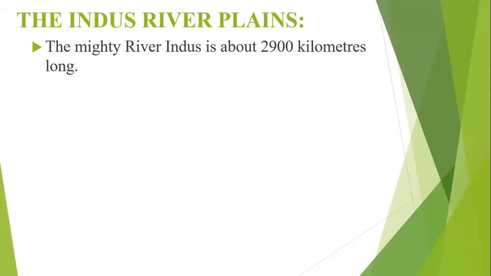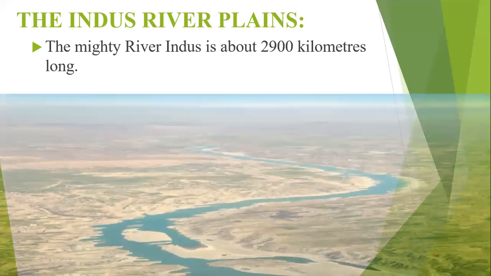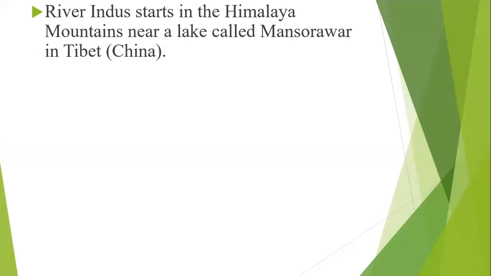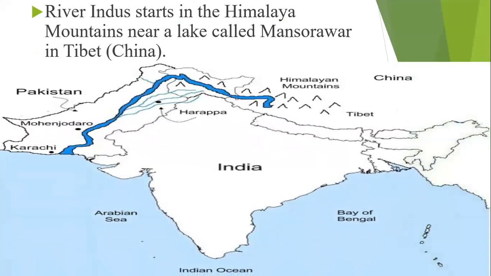Okay, so now we are going to discuss the Indus River Plains in detail. So the mighty River Indus is about 2,900 kilometers long. River Indus starts in the Himalaya mountains near a lake called Mansarovar in Tibet, China.